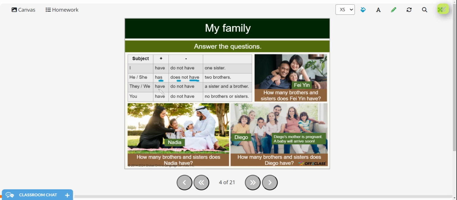They or we have a brother and a sister. They or we do not have a brother and a sister. You have no brothers or sisters. And here we have to make a little change. We can't have any double negatives in English. So when you say you do not have, you have to take out the no. So you do not have brothers or sisters, because you can't have two negatives in English.